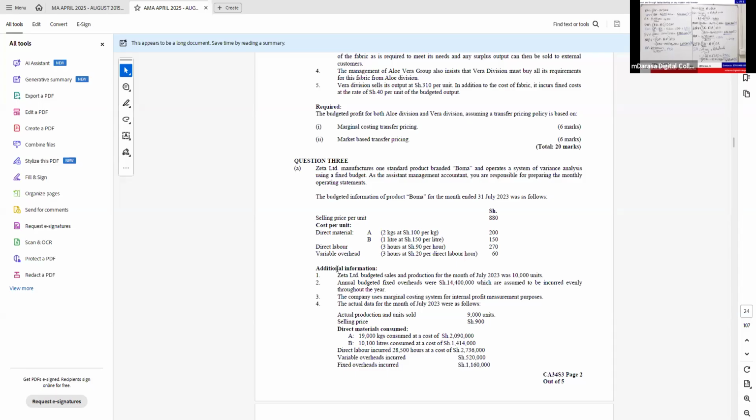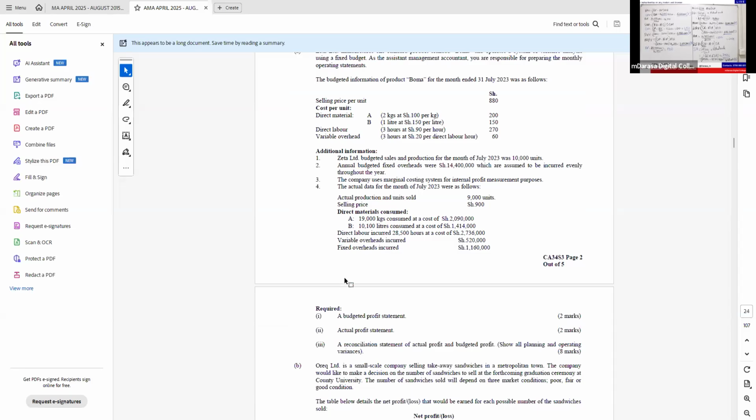The moment you've been told marginal, it is variable component, meaning that at this point you are not absorbing your fixed overheads into your production. That's why the examiner specified marginal profit measurement. The actual data for the month of July, the actual results were as follows. We are required, number 1, to prepare a budgeted profit statement. Number 2, the actual profit statement. Number 3, a reconciliation statement of actual profit and budgeted profit. We need to show all planning and operating variances.